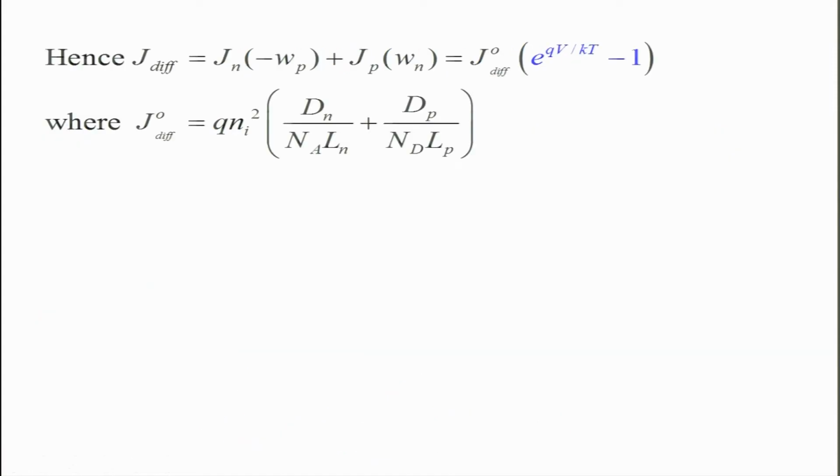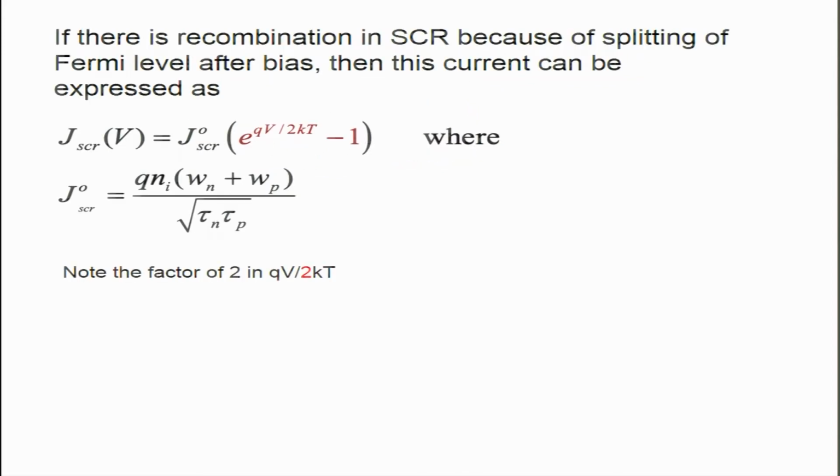Alright. Now, hence we can say that J diff is equal to Jn at minus Wp plus Jp at Wn, which is equal to J naught diffusion into exponential qV by kT minus 1, and J naught is this. So, this is what we expected from diffusion current, but what happens in solar cells is that although we were assuming earlier that there is no recombination current in the space charge region, there is a recombination current in the space charge region because the Fermi levels are now split.